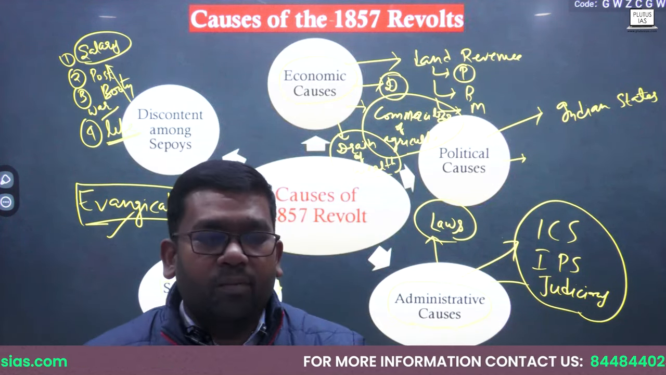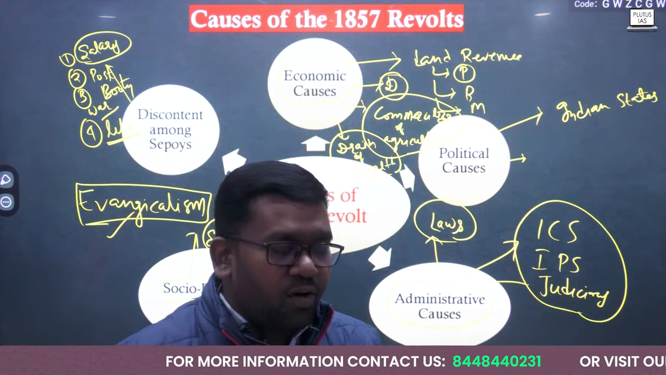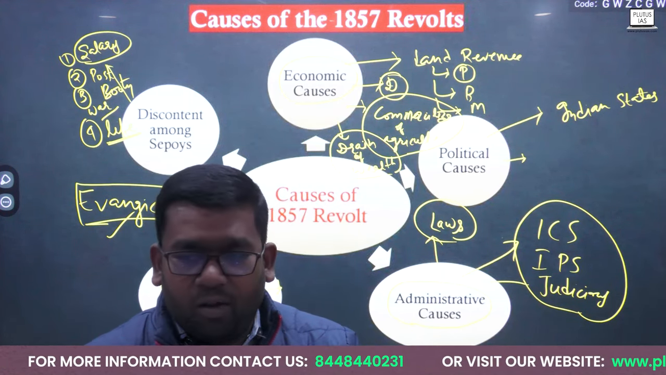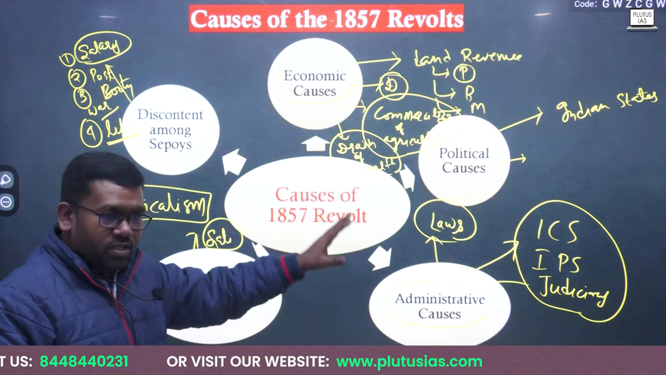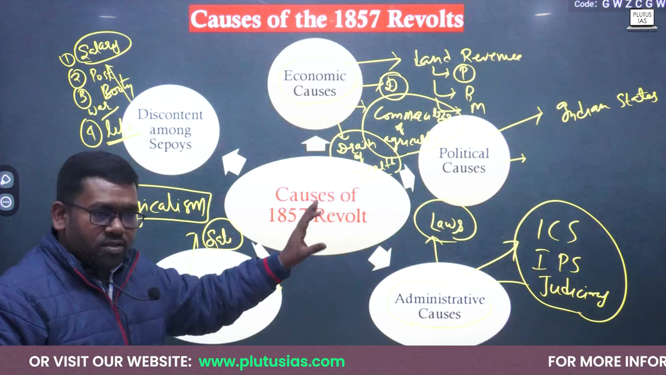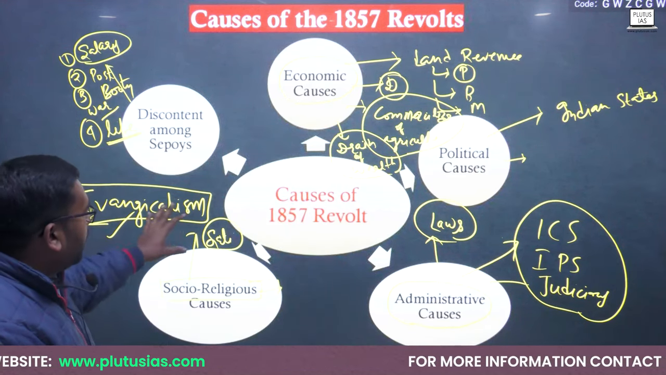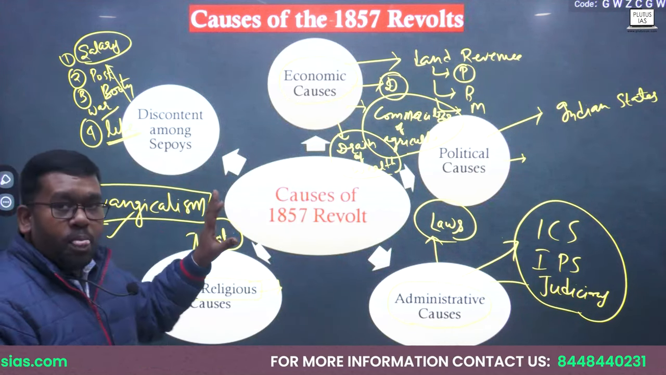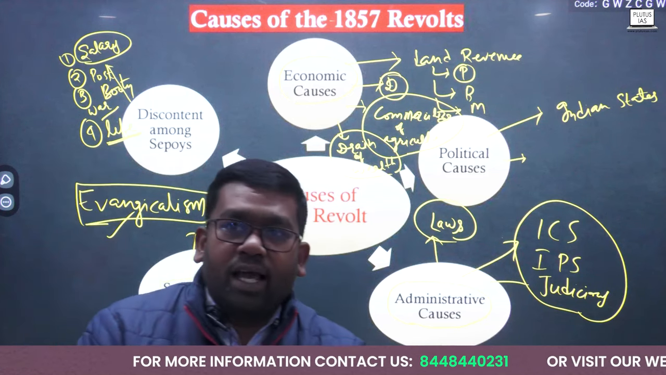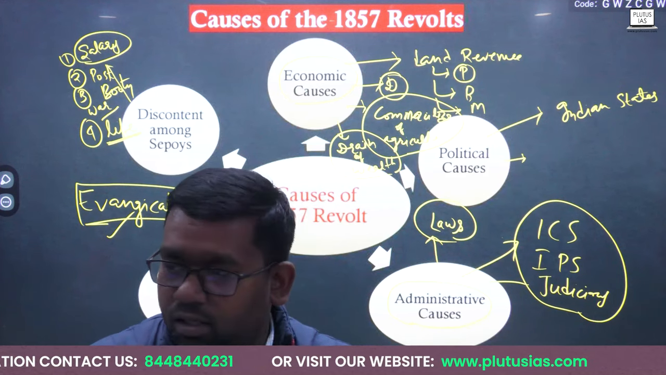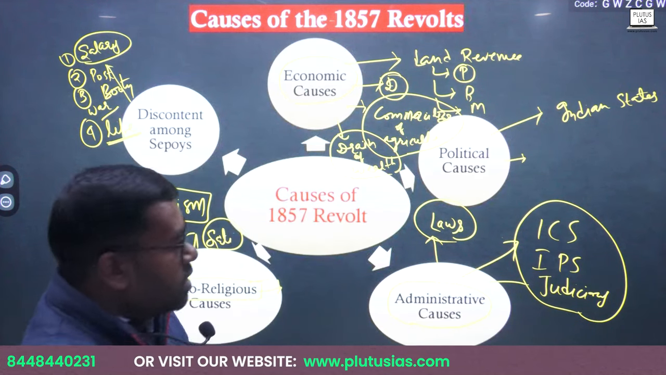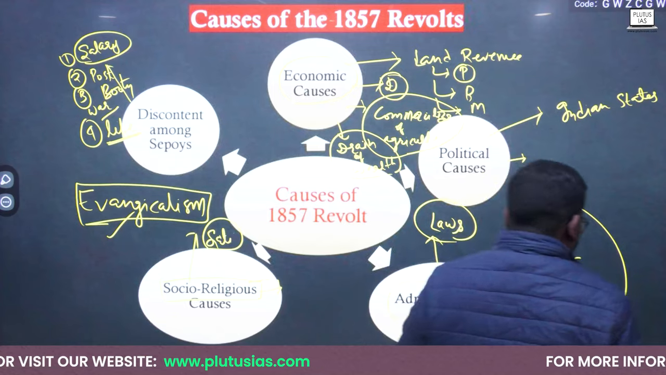If the question comes in GS Paper 1, what are the main causes of the breakout of the 1857 revolt? We have so many words, right? But we have to use only two lines on all these points, and we can clearly write that these are the main factors behind the rise of the 1857 revolt. Any doubt in this? Clear? So let us see how this revolt rose.